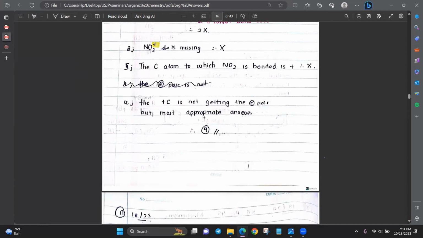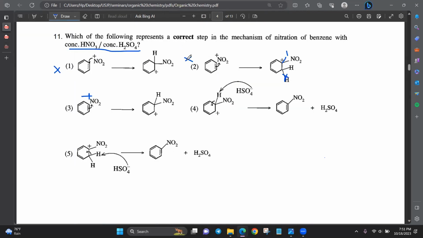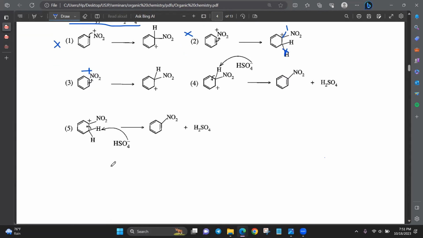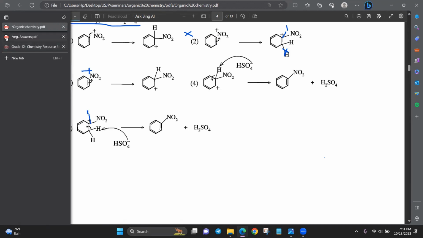Then the fifth one, check the fifth one. Yeah, the fifth one also has the same issue. This carbon atom has got a plus. This carbon atom can't get a plus because there is already a hydrogen here, so 4 bonds are satisfied and the octet is also satisfied. So it can't get a plus there. That's why the fifth one is wrong.